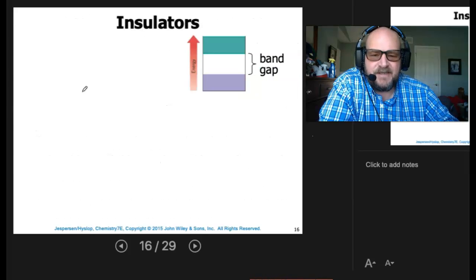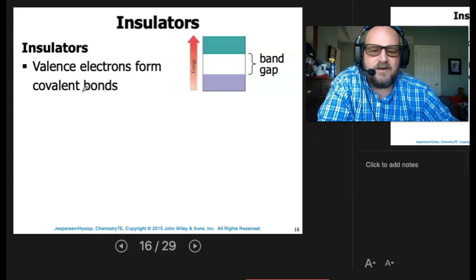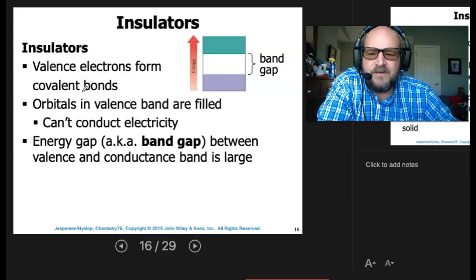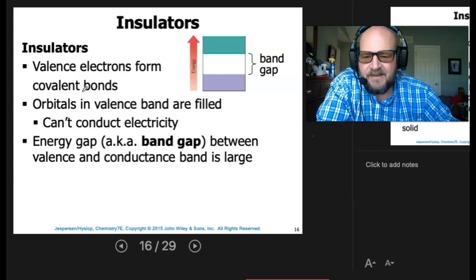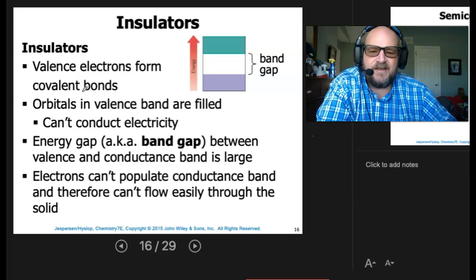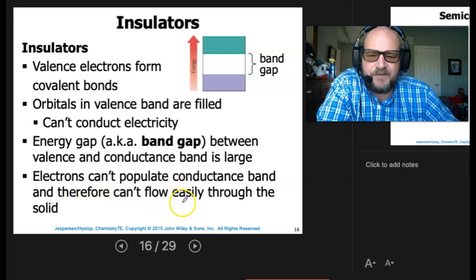Now, for an insulator, we're going to have what's called a band gap. For the insulators, the valence electrons form covalent bonds. The orbitals in the valence band are going to be filled, which means they can't conduct electricity. The energy gap, aka the band gap, between the valence and the conduction band is going to be large. The electrons can't populate the conduction band and therefore can't flow easily through the solid.